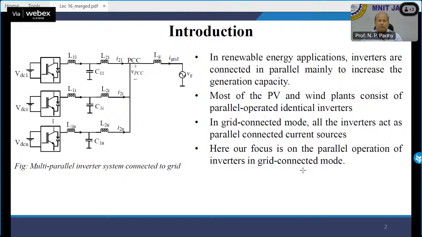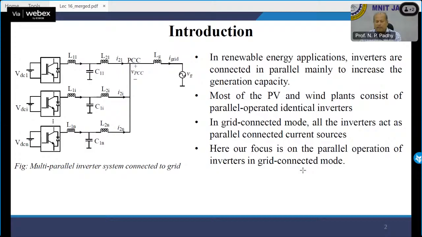In grid connected mode, all the inverters act as parallel connected current sources. Here our focus is on the parallel operation of inverters in grid connected mode. The left hand side shows a multi-parallel inverter system connected to a grid. You can see there is a first inverter, then a second inverter, then a third inverter. All are connected to the PCC and hence connected to the grid.